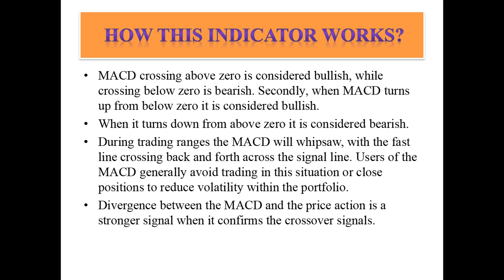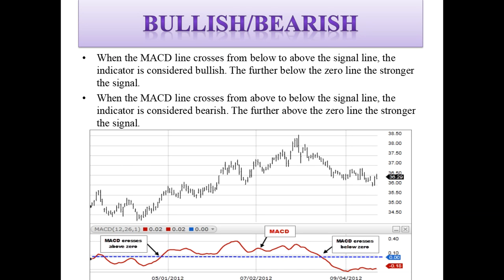During trading ranges, the MACD will whipsaw with the fast line crossing back and forth across the signal line. Users of the MACD generally avoid trading in this situation or close positions to reduce volatility within the portfolio. Divergence between the MACD and the price action is a stronger signal when it confirms the crossover signals. So let's look at it with the image here.